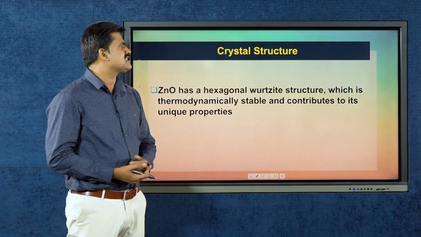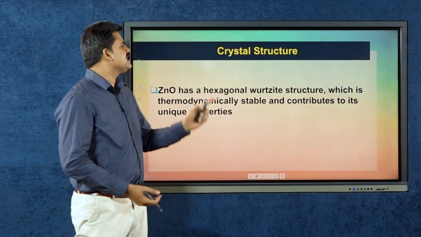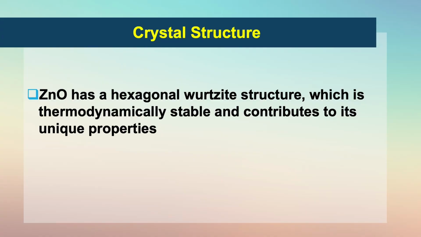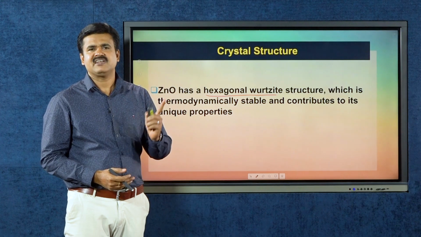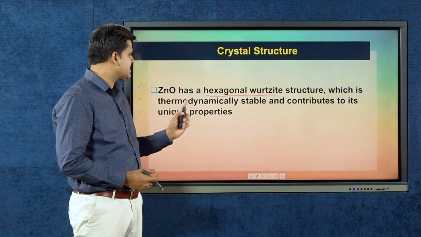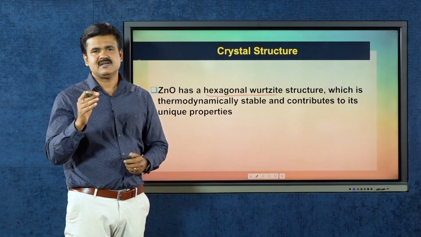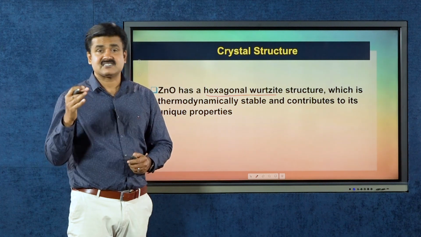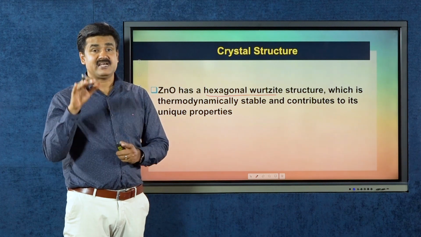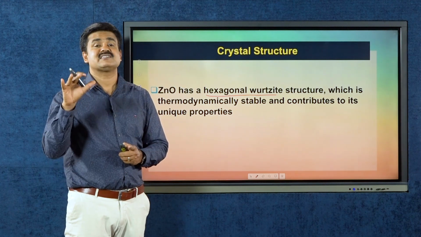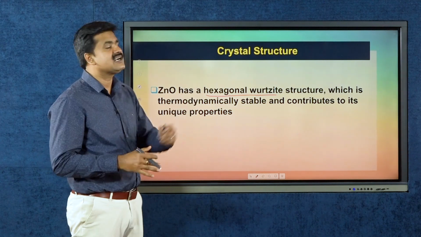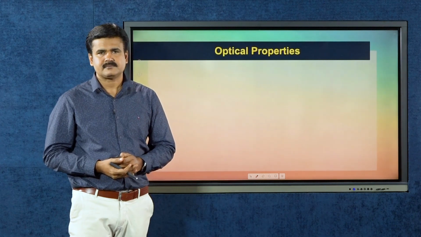Crystal structure of zinc oxide nanoparticle. Zinc oxide nanoparticle has a hexagonal wurtzite structure which is thermodynamically more stable, and it contributes to physical as well as chemical properties. So, in general, zinc oxide may have more than one crystalline structure, but the most stable, especially thermodynamically most stable structure, is the hexagonal wurtzite structure.